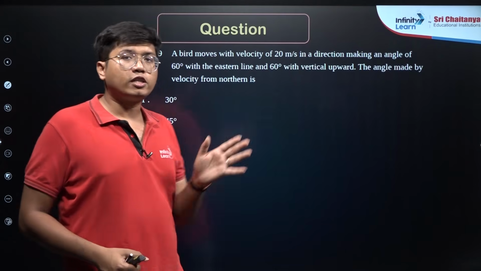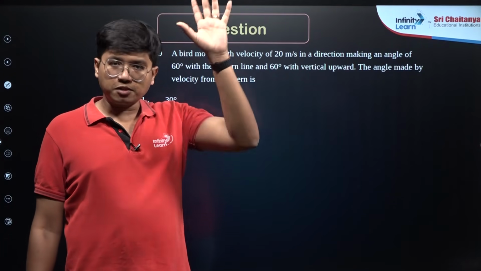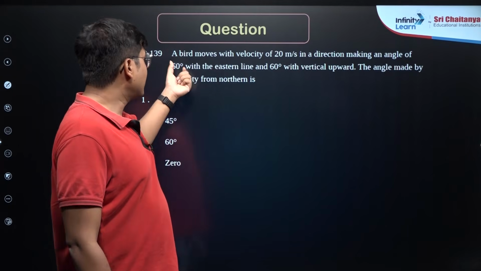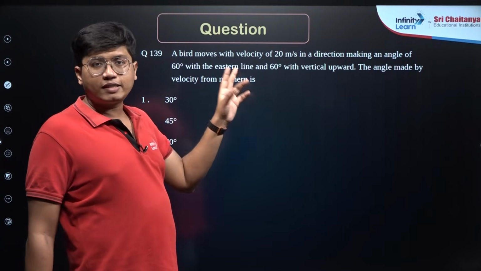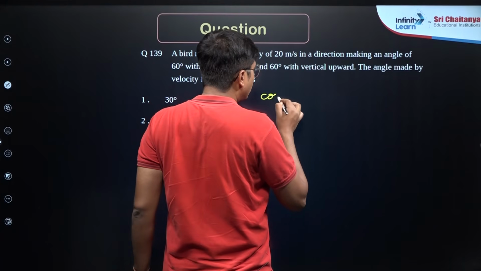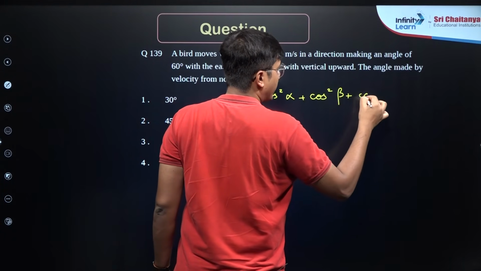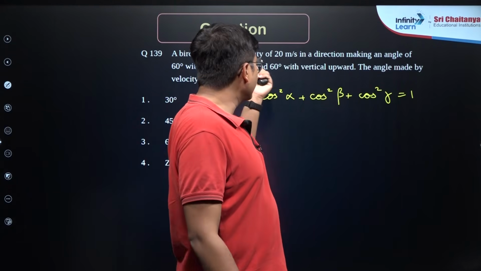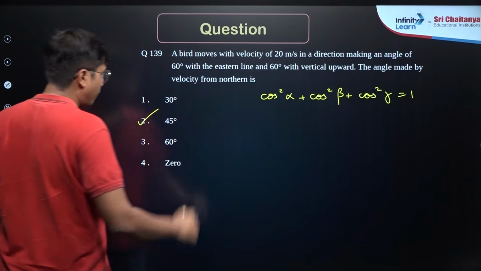So think about it, the north, the east and the up, you can think of them as the x, y and z axes because all three are perpendicular to each other. So basically this is the angle made with the x axis, this is the angle made with the y axis, and the angle with the z axis is what you want. You can apply the formula for direction cosines: cos square alpha plus cos square beta plus cos square gamma is equal to 1. Alpha and beta you can put in, and solve for gamma. Your answer would come, I believe, 45 degrees.